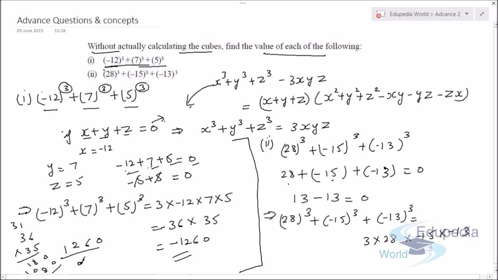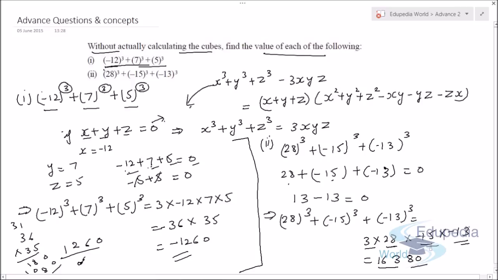So when you multiply these terms, 3 into 28 into minus 15 into minus 13, the answer will come out to be 16380, and the sign will be plus. Why? Because minus minus will become plus. So again I repeat, when you multiply 28 into 15 into 13 with 3, the answer will come out to be 16380.